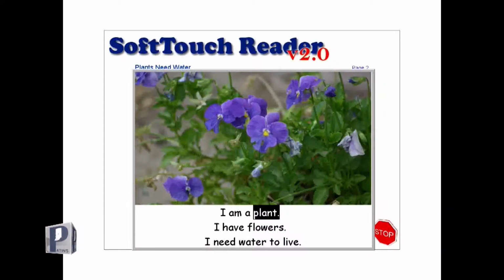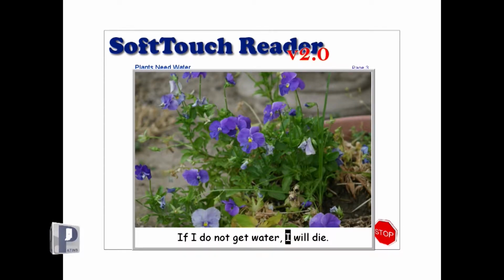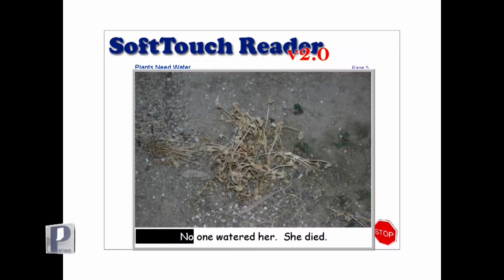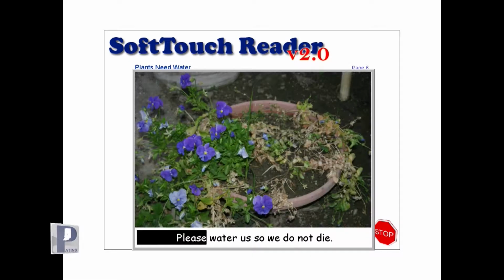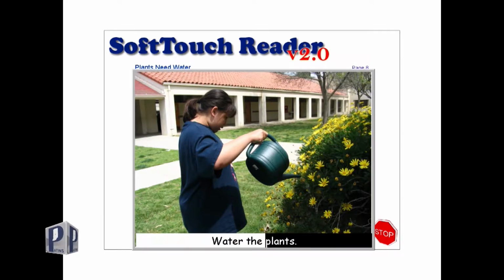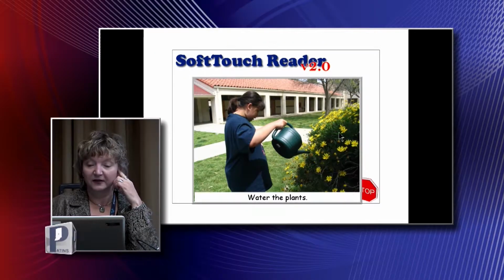I am a plant. I need water to live. I grow really fast if I get water. If I do not get water, I will die. This is my friend Pansy. She was a plant with flowers, too. No one watered her. She died. Oops. Please water us so we do not die. The end.